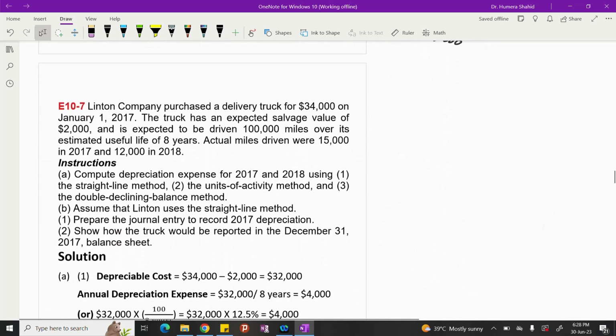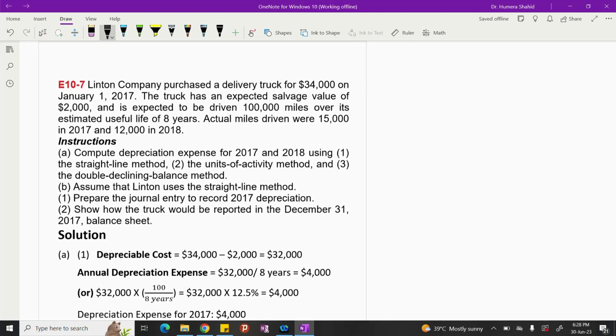Let's move towards our next question, which is question number 10-7. Let's read it and try to solve it. Linton Company purchased a delivery truck for $34,000 on January 1st, 2017. The truck has an expected salvage value of $2,000. Remember, residual value, salvage value, they all are the same thing, and it is expected to be driven 100,000 miles over its estimated useful life of 8 years.